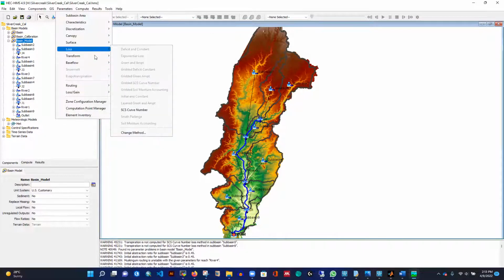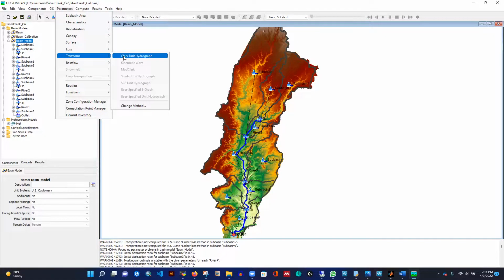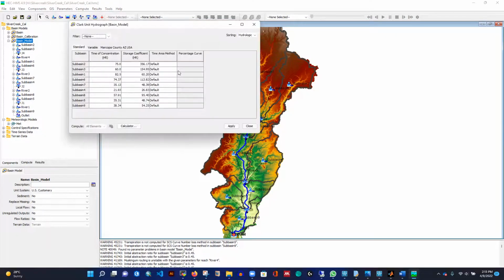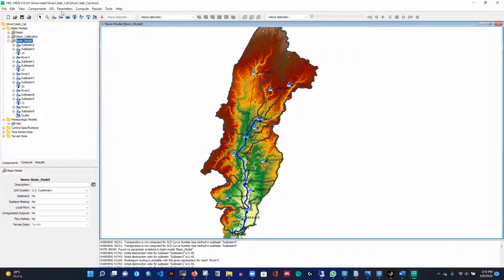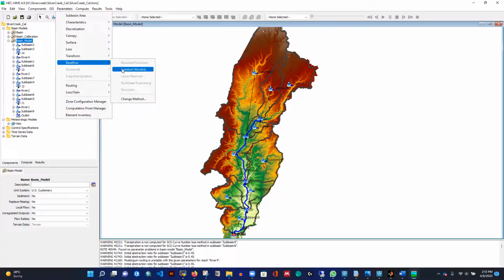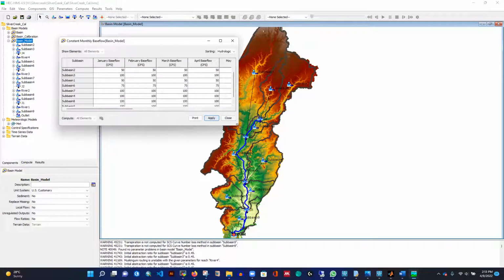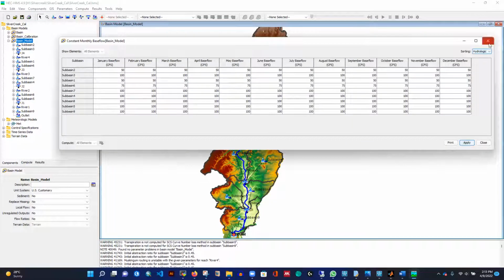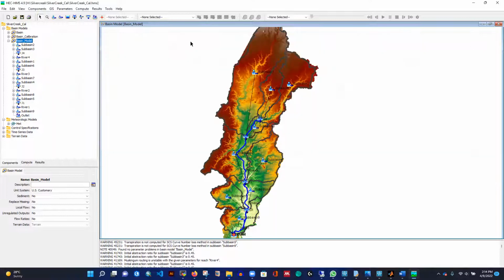For transform method, I used Clark unit hydrograph, and you can see we need to estimate all these parameters, time of concentration and a storage coefficient. So I have these initial values, and then I have the base flow. For this case I use constant monthly. For each month I have these values for each of these sub-basins.